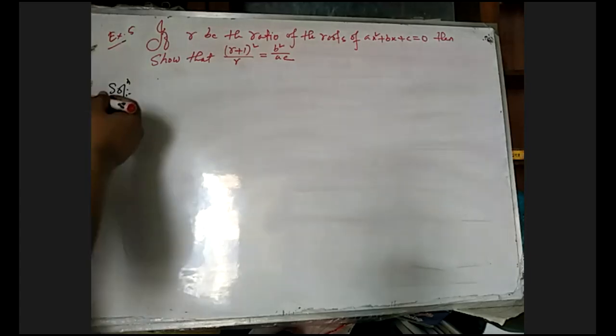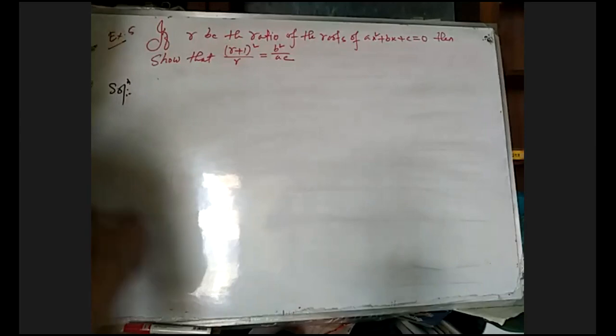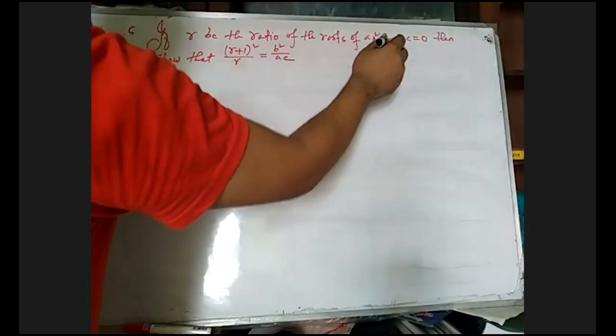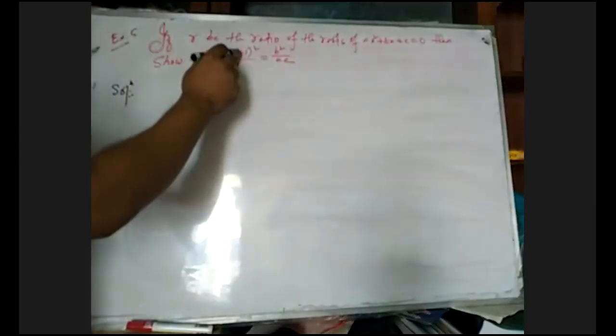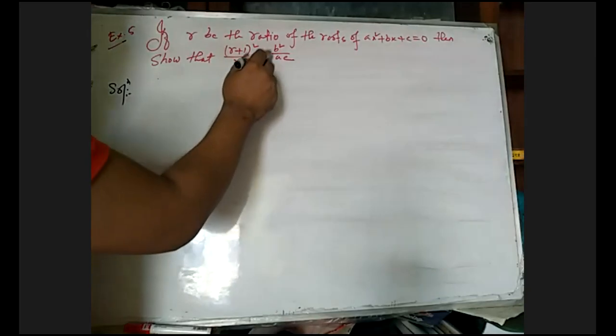Okay, now another example. If r be the ratio of the roots of the quadratic equation x square plus bx plus c equals 0, then show that (r plus 1) whole square divided by r equals b square by ac.